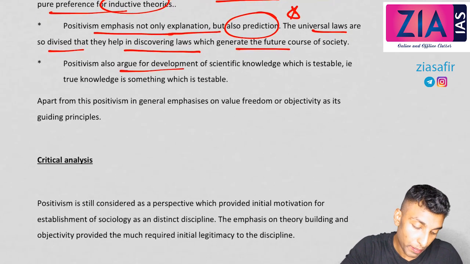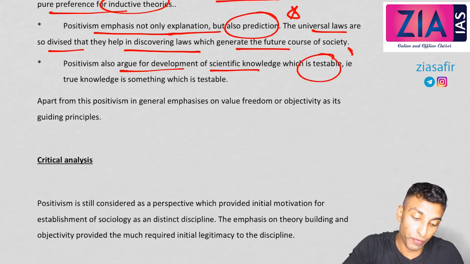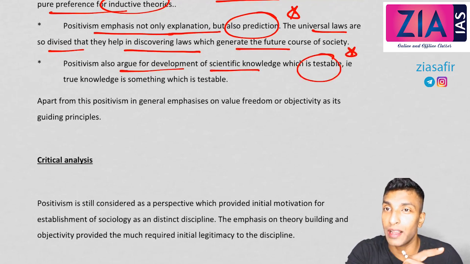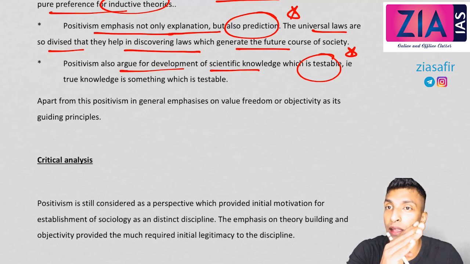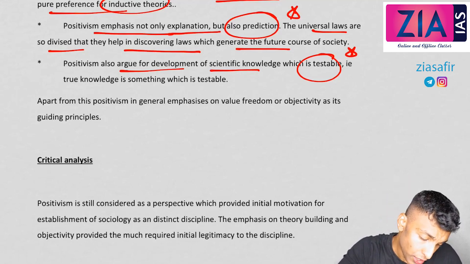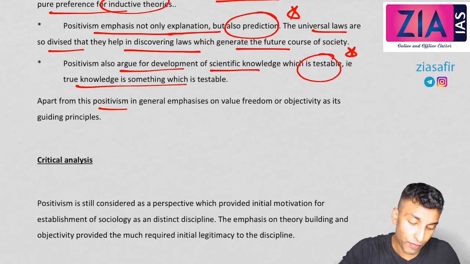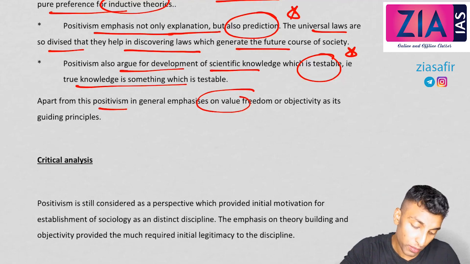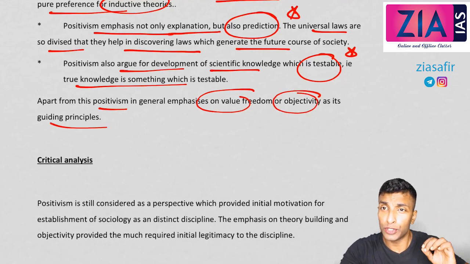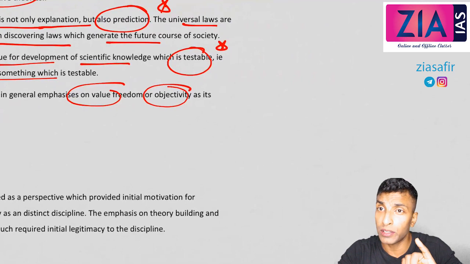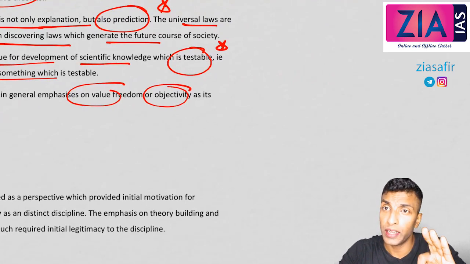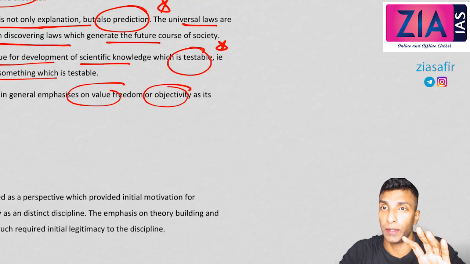Positivism also argues for the development of scientific knowledge which is testable. This is your fifth element. So we have discussed external reality, scientific methods, theory, testing and prediction. That is, true knowledge is something which is testable. Apart from this, positivism in general emphasizes value freedom. You know what is value freedom? Or objectivity as its guiding principle. So these are the elements: scientific methods, external realities, theory, prediction, testing, objectivity. I'm saying again: scientific methods, external reality, theory, prediction, testing and value freedom or objectivity.